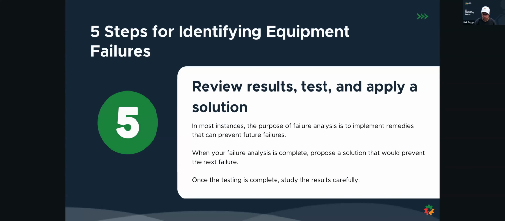So once we have that process, we apply the technique, we understand what the root cause of that problem is. Now we're going to look at the results and apply that solution. So in most cases, the failure analysis would result in us wanting to add some new preventative maintenance program in place. In some cases, it may not be.